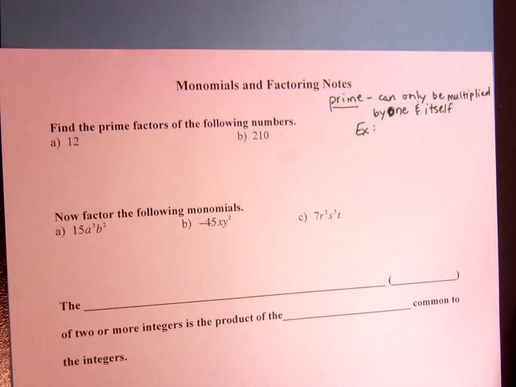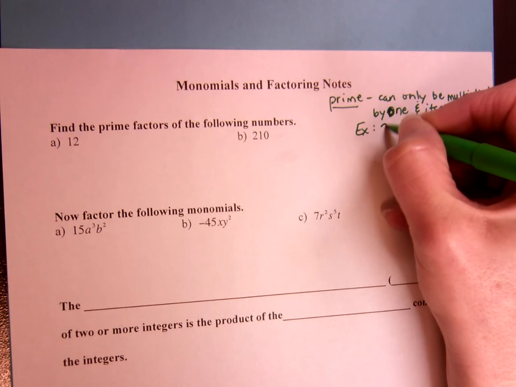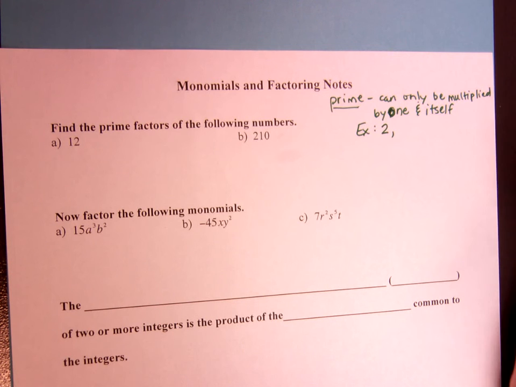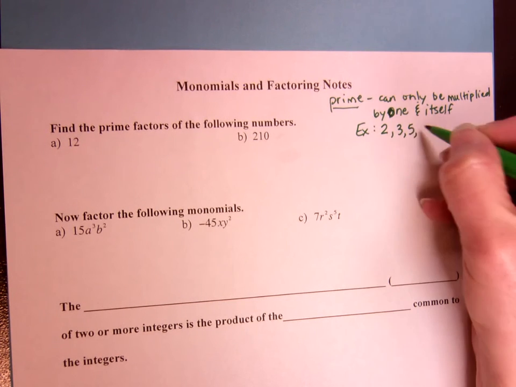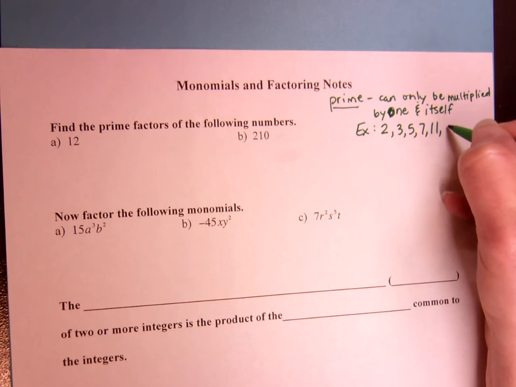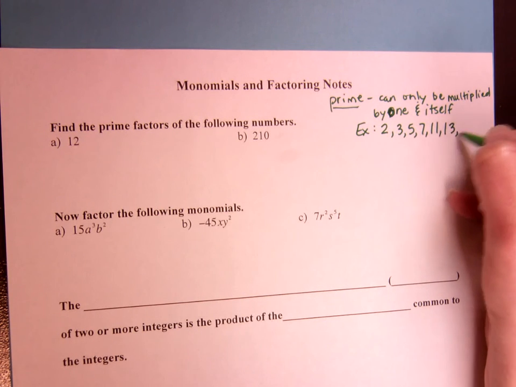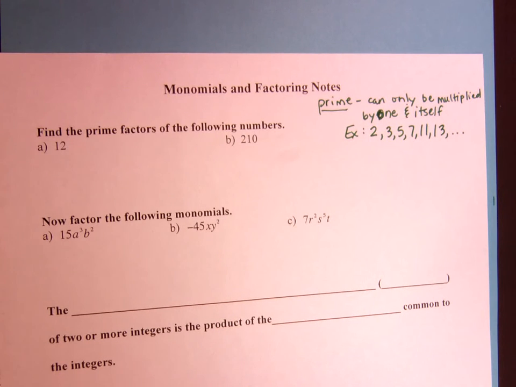1. Okay, 1 is neither prime nor composite. That's 2. Let's start with the smallest of the prime numbers. 2 is only 1 and 2, right? 3, 5, 7, 11, and then you said 13, and it could go on forever. Each of these numbers can only be multiplied by 1 and itself to get that number.